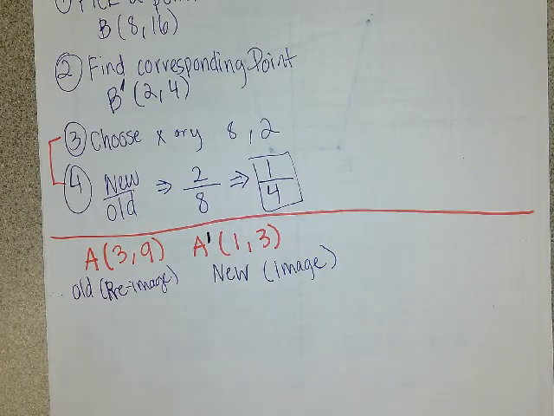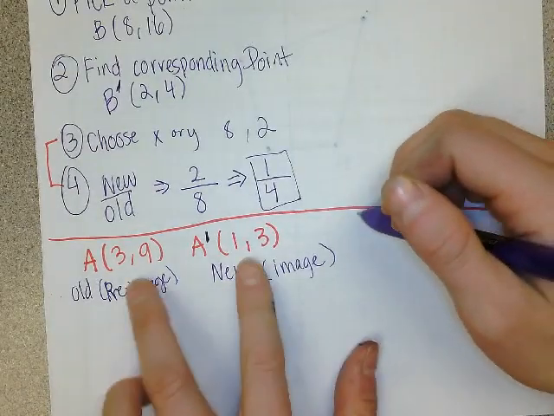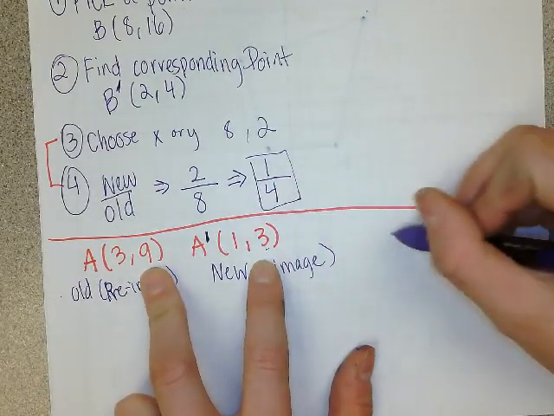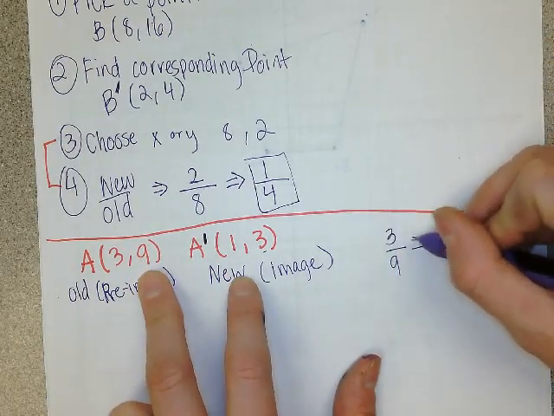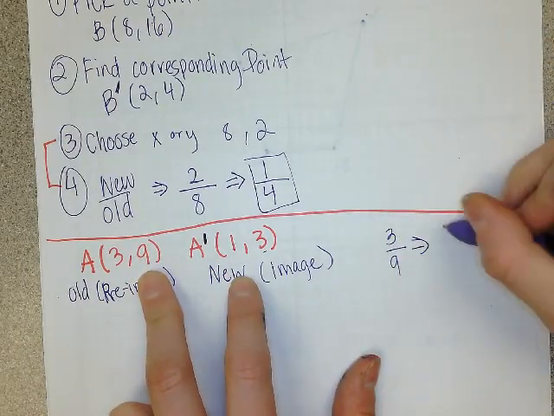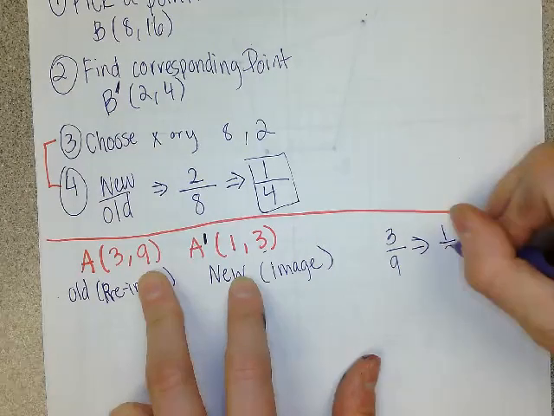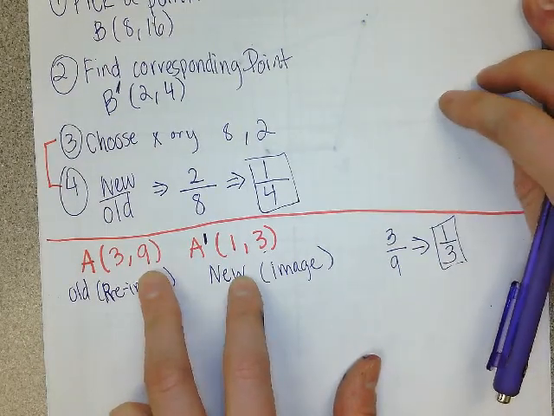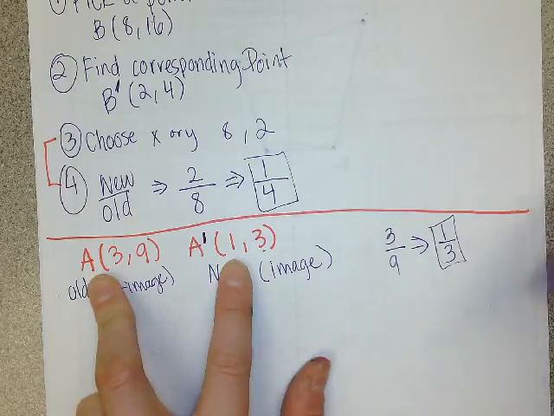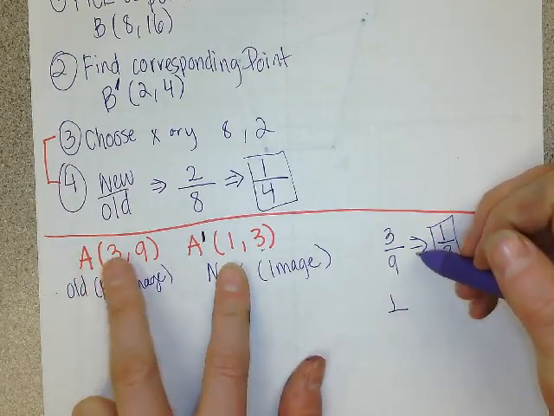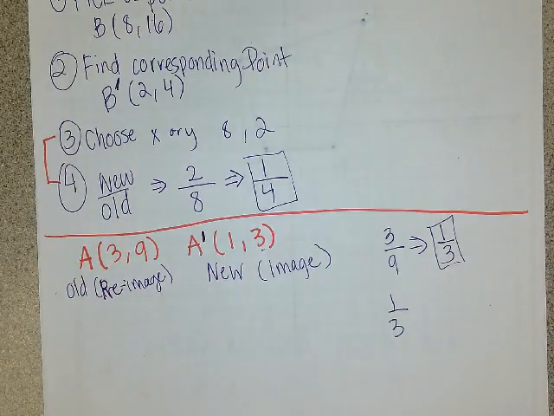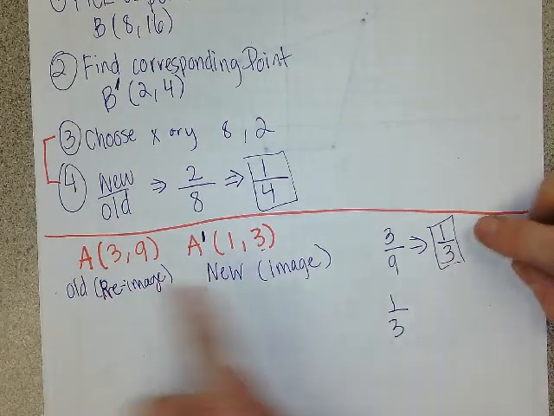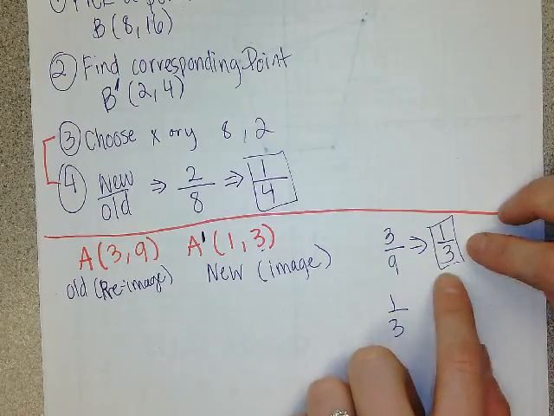So, did anybody choose the y value? Okay, so if you chose the y value, you had to simplify. All right, so let's say you chose the y. The new y is 3, and the old y is 9. That simplifies. 3 divided by 3 is 1. 9 divided by 3 is 3. Now, if you chose the x, you would have the new x over the old x. Do you have to simplify that one at all? No. So it didn't matter which one you chose. Just if you chose the y value, you would have to simplify.